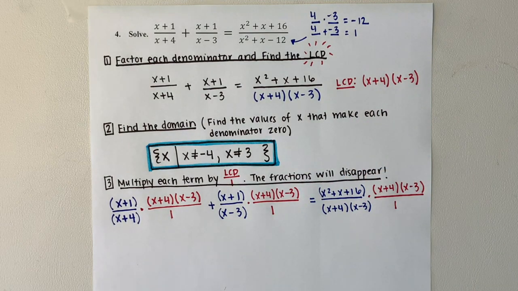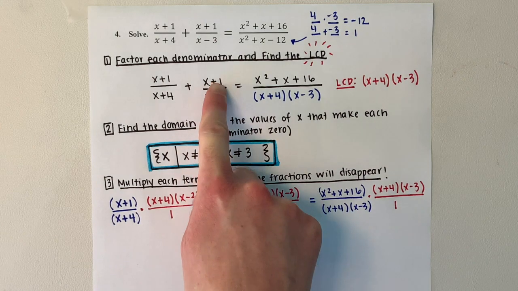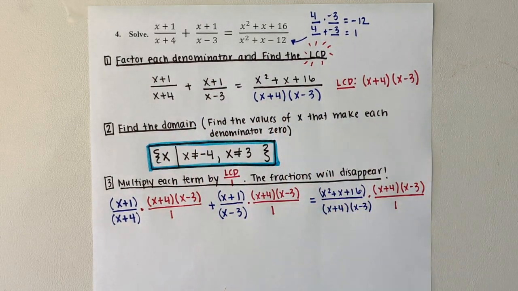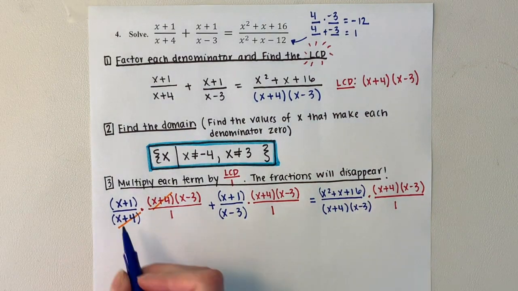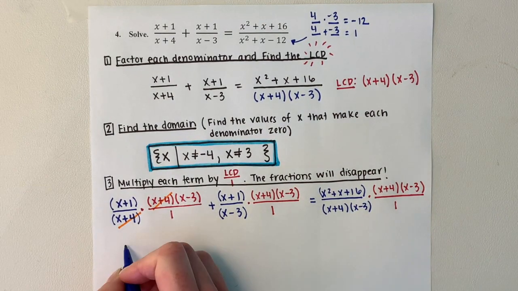Now that we've multiplied each term by the LCD over 1, we can cancel and our fractions will disappear. Here, we can cancel the x plus 4 that appears in the numerator and the denominator, and that will leave us with x plus 1 times x minus 3.